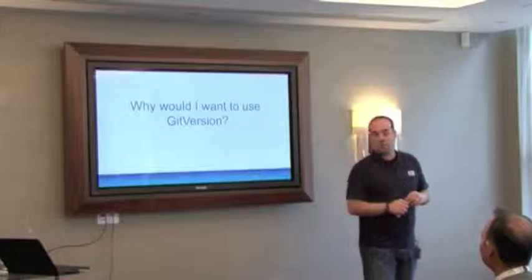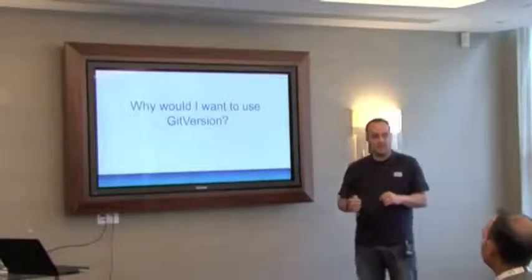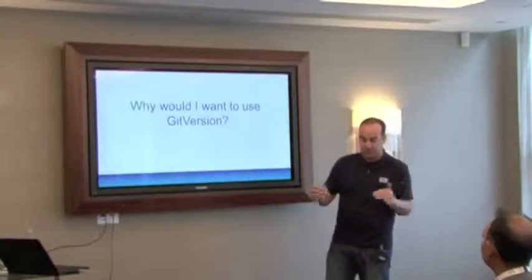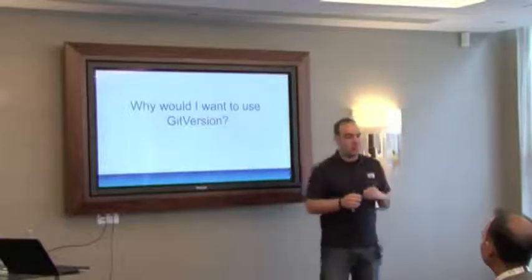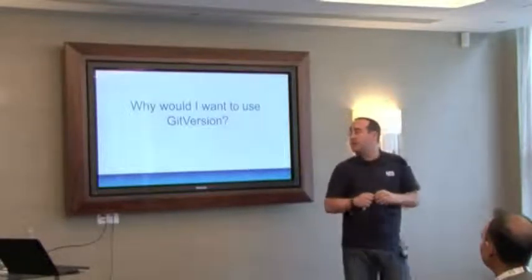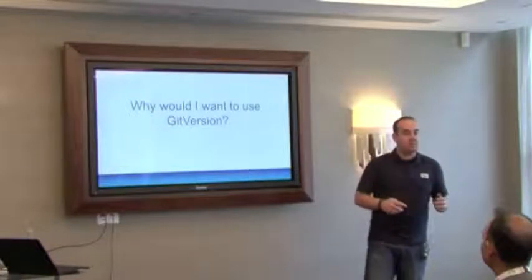So why would we want to use something like GitVersion? If semantic versioning is only about incrementing version numbers and making a few changes here and there, why would we need a tool to do that for us? Why can't we do that ourselves?